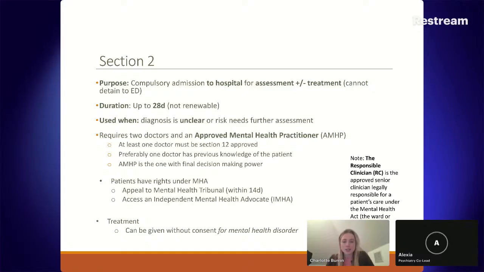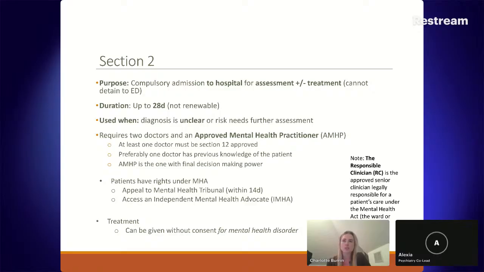Importantly, patients have rights when they're detained under the Mental Health Act. They have the right to appeal to a tribunal, which we'll talk about a little bit later. They have rights to access to an advocate as well, who can support them in their rights. Under Section 2, we can treat mental disorders without a patient's consent.